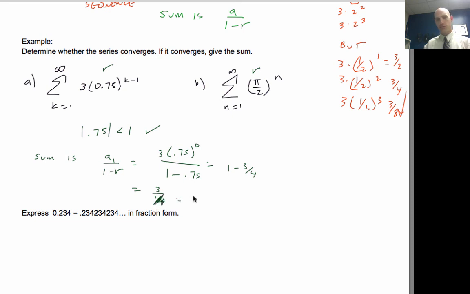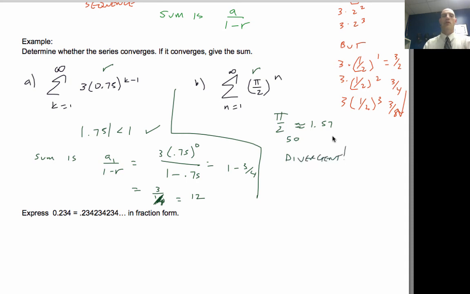So this would be equal to 12, right? Because I've got that fourth on the bottom. A good note on this is you're going to end up multiplying by some fractions. This one, got a test. Pi over 2 is about equal to 1.57, so divergent. Let's do one more example.